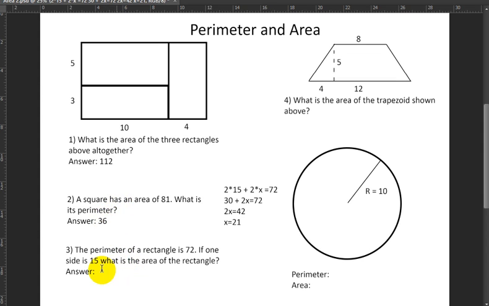But don't forget, it didn't ask what the other side was. It asked what the area was. To find the area, I need to multiply one long side against another side. So 21 times 15. And 21 times 15 is going to give me 315. If you do that multiplication, that's what you're going to find. So my answer here is going to be 315. Great.